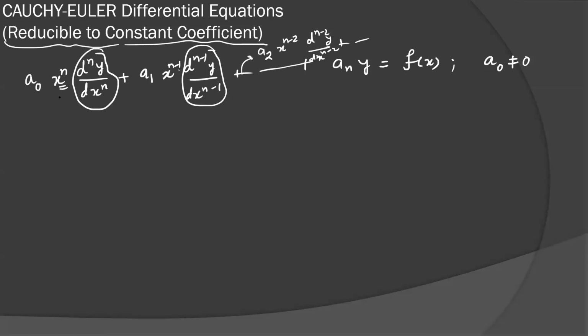Now it's not a constant coefficient equation because you have the term x in the multiplication. So it looks like a variable coefficient nth order linear differential equation. But we can reduce it to constant coefficient.